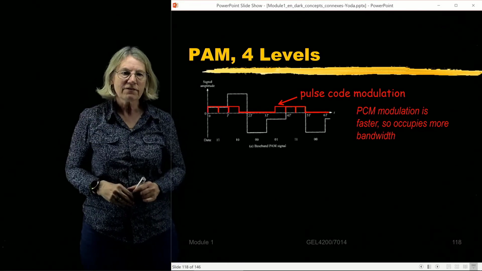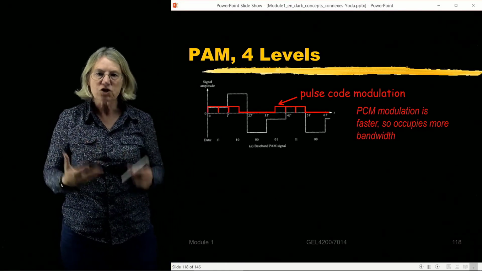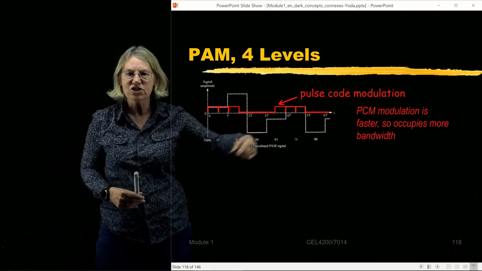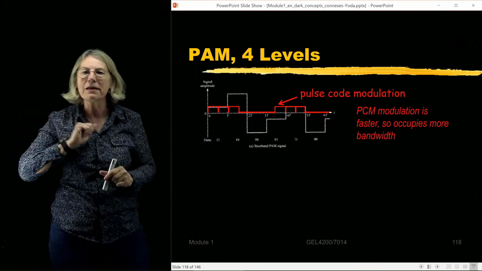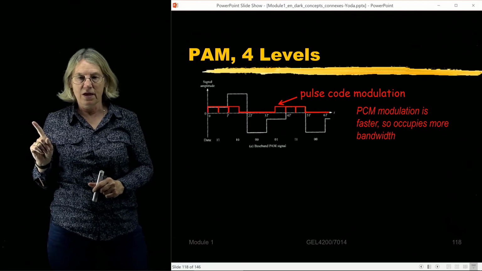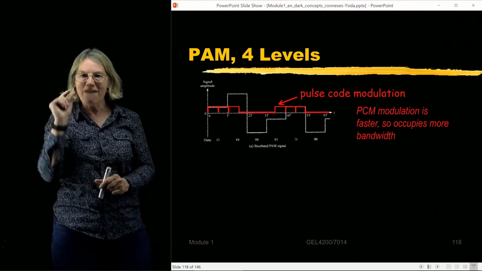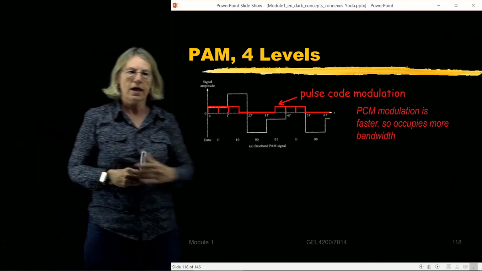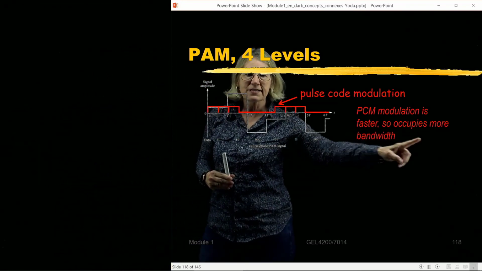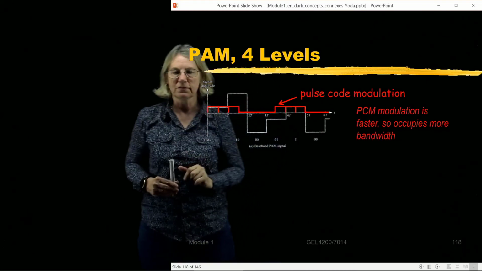So when we have a faster modulation, there are more transitions in the red than in the white. When I have more transitions, what does that mean in the frequency domain? Well, in the frequency domain, faster, shorter pulses take up more bandwidth. So PCM takes up more bandwidth than PAM right away.